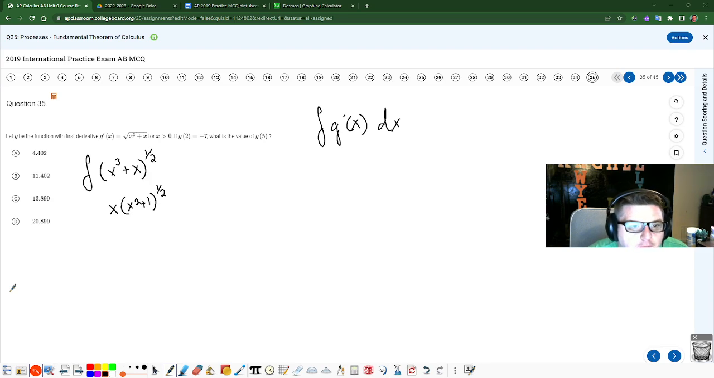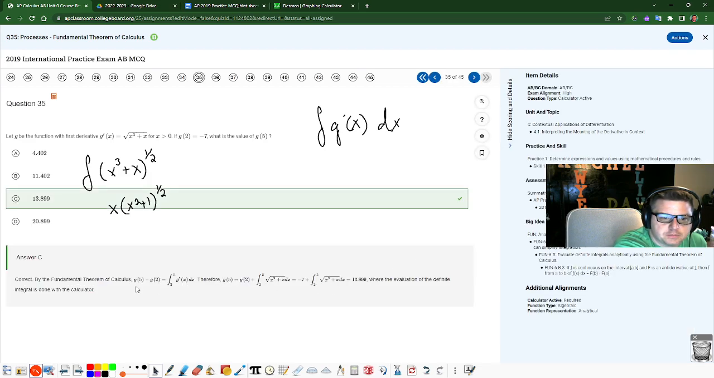Okay, you are not going to be able to use this without a calculator. This is where g of 5 minus g of 2, therefore g of 5 equals g of 2 plus the integral from 2 to 5. Wow. Evaluate the definite integral is done with the calculator. Okay.